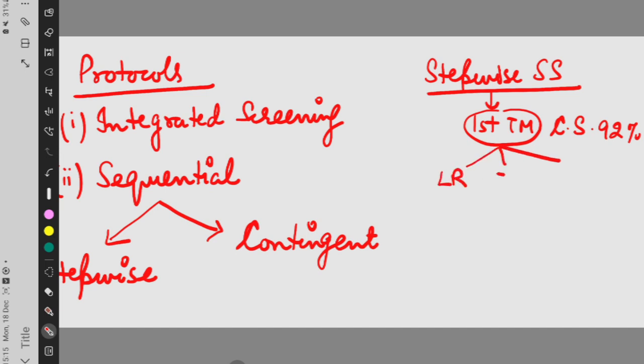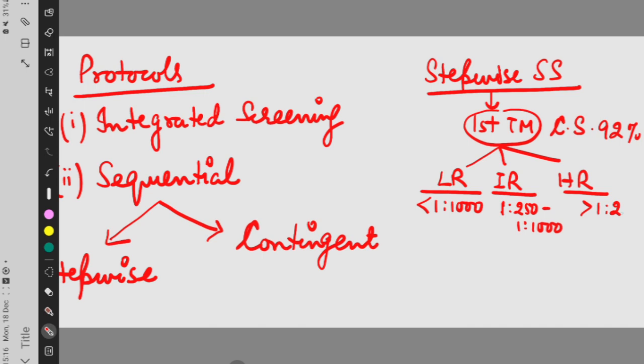Either it can be low risk, intermediate risk or high risk. As I had told in my previous video, low risk means risk is less than 1:1000. Intermediate risk is 1:250 to 1:1000, and high risk is risk more than 1:250 in Indian setting.